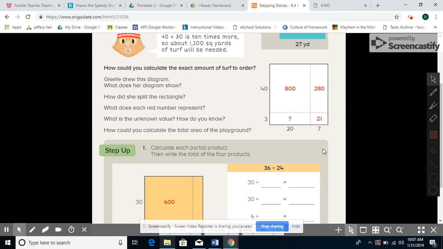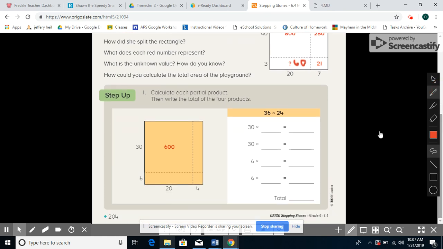So we're looking at this diagram, and it's very similar to the diagrams that we were doing yesterday. We broke this one into the tens and the ones, but we also broke this one into the tens and ones. So each section is a different multiplication problem. We did 40 times 20 is 800. 40 times 7 is 280. 7 times 3 is 21. And then we can fill this in. 20 times 3 is 60.